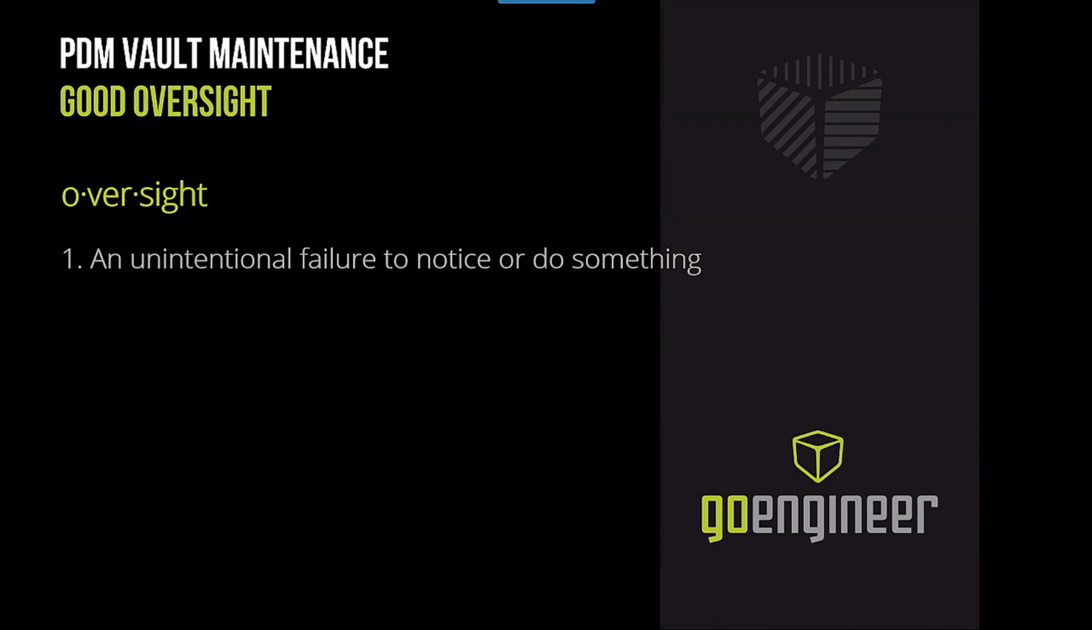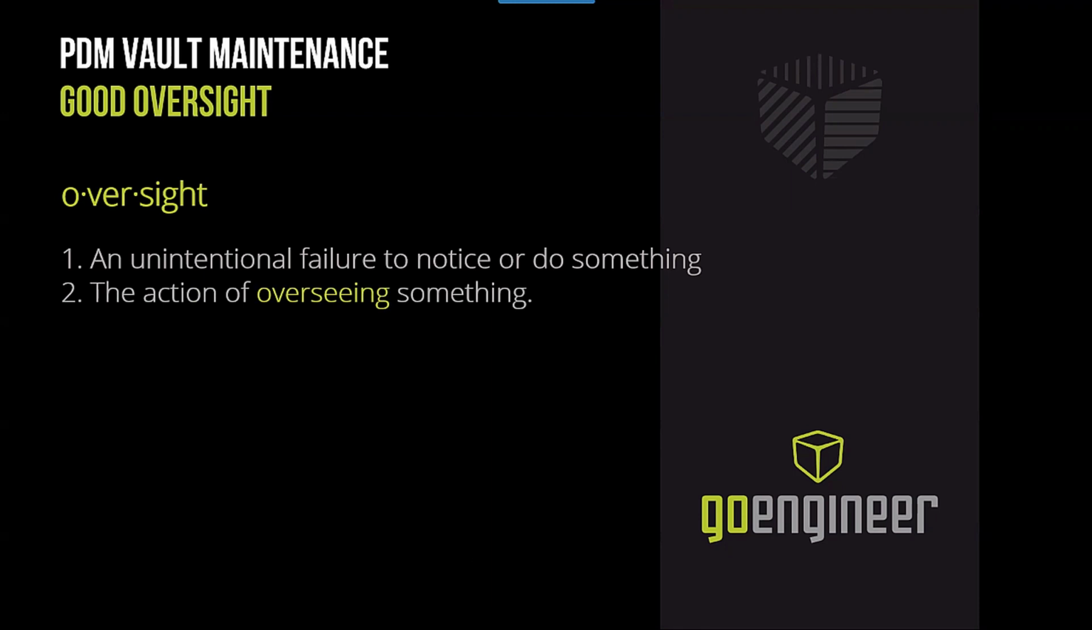The subtitle to this webinar, Good Oversight, actually carries two definitions for the word oversight. Number one, an unintentional failure to notice or do something. This is not a place where we really want to be with SOLIDWORKS PDM. Worst case scenario, you have a catastrophic crash on the server and you can't recover the data. We want to make sure that we're following proper backup procedures. But then you'll notice there's lots of other things we're going to cover in this webinar once I get to the agenda. The other definition is the action of overseeing something. And I think this is where we want to be.